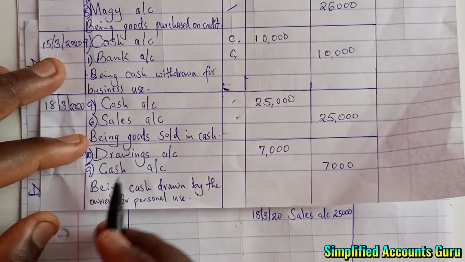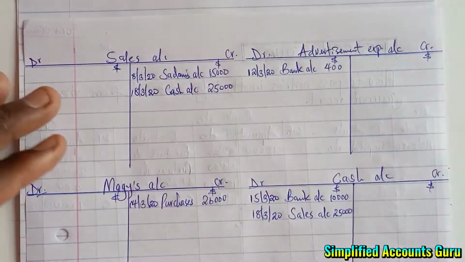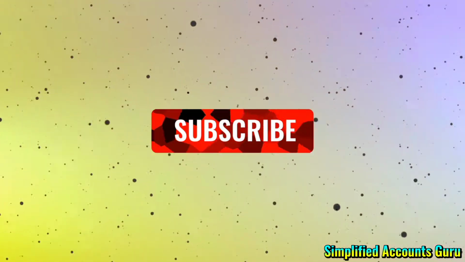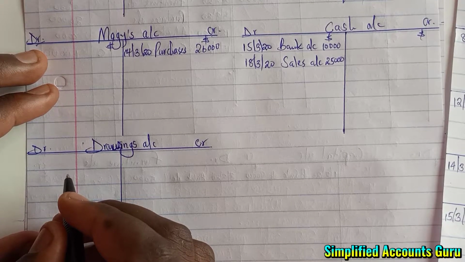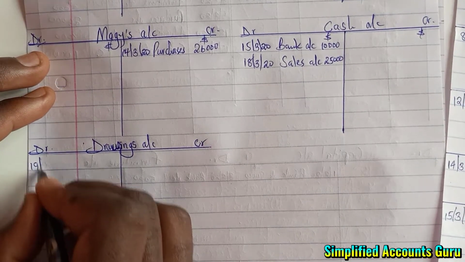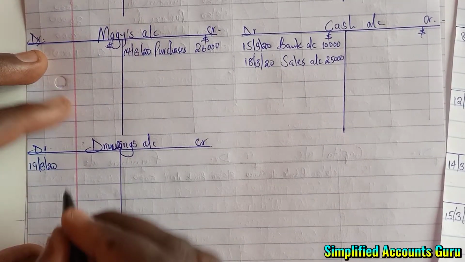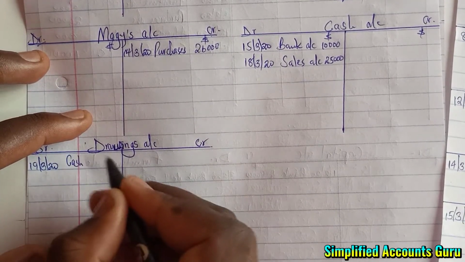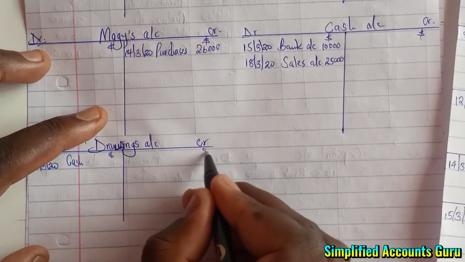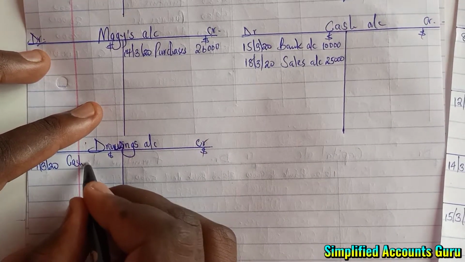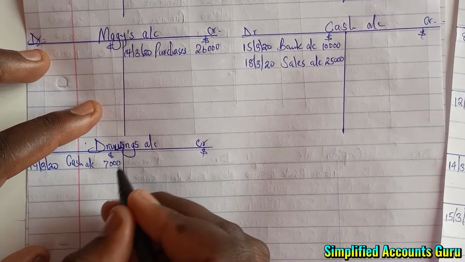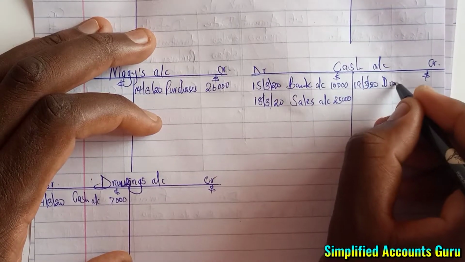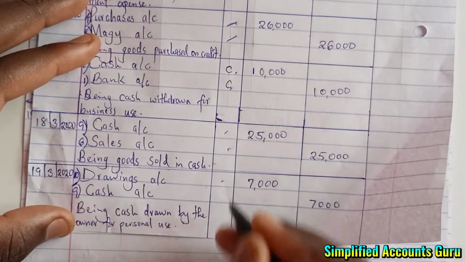We go to the next one, which is drawing and cash. So we don't have the drawings account, and therefore we need to come up with the drawings account. On the drawings account, we are going to record on 19th March 2020, we have cash. Remember to put that sign up here. So cash account giving us what? 7,000. Drawings account. We are already done with these two transactions.